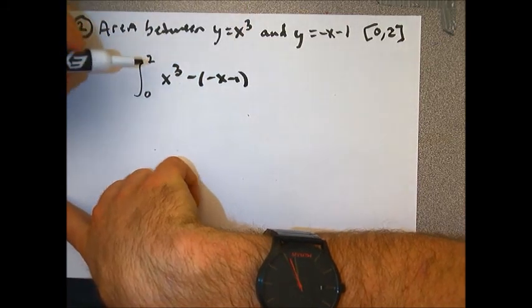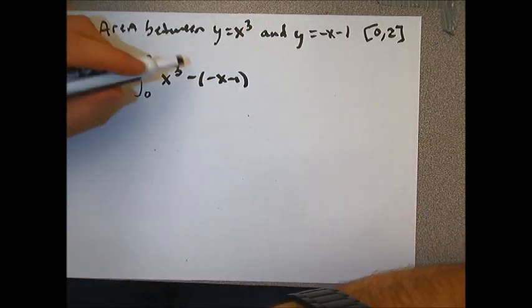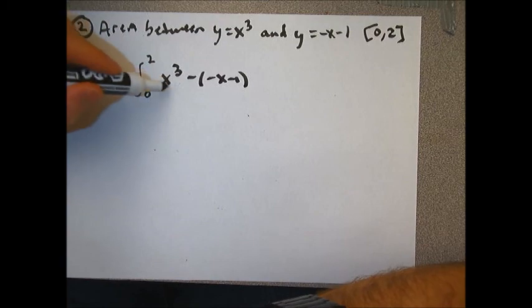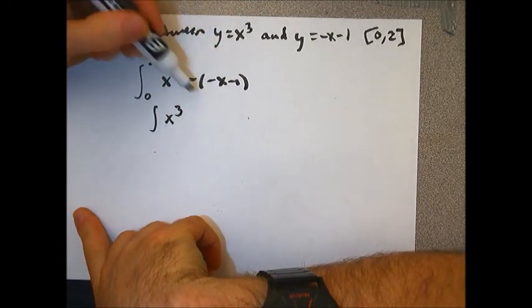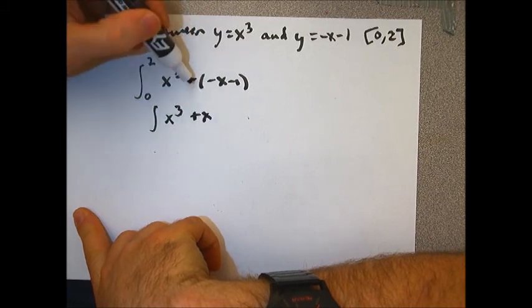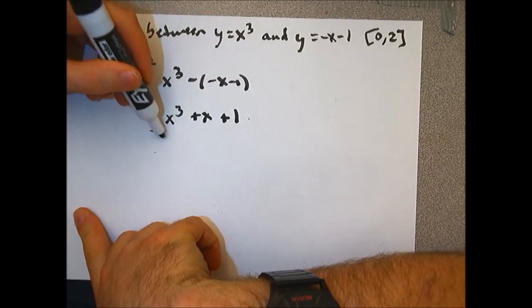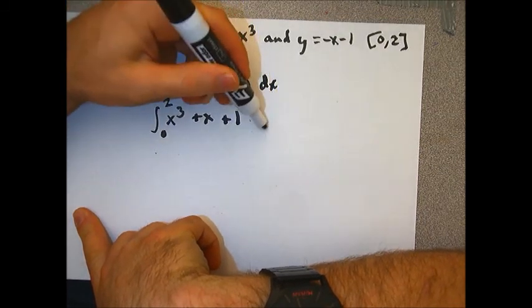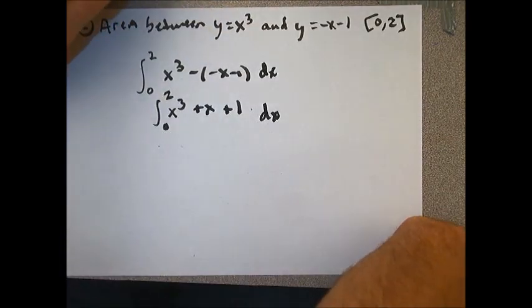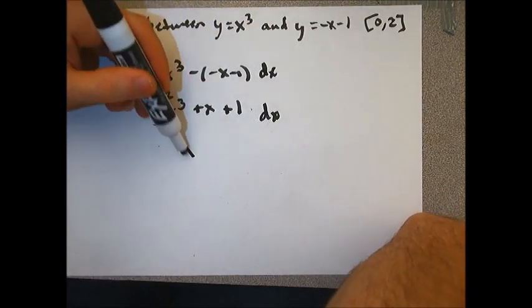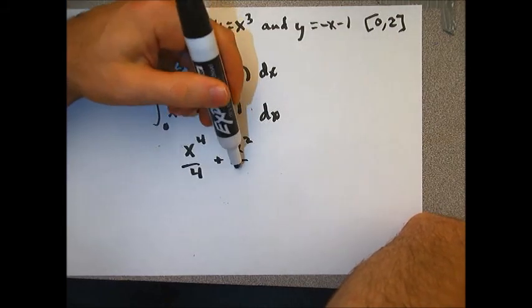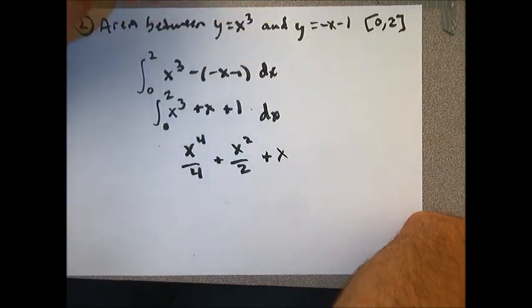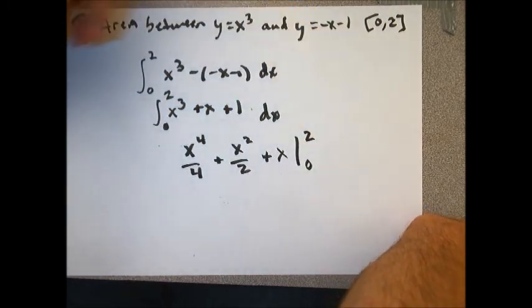and we can say minus negative x minus 1. So another way of saying top curve minus bottom curve, you can combine it all under one integral. So as we have it right here, and then do a little subtraction. So this is x to the third minus minus makes a plus, minus minus makes a plus, and these are all dx. So when we integrate, this is x to the 4th over 4 plus x squared over 2 plus x from 0 to 2.